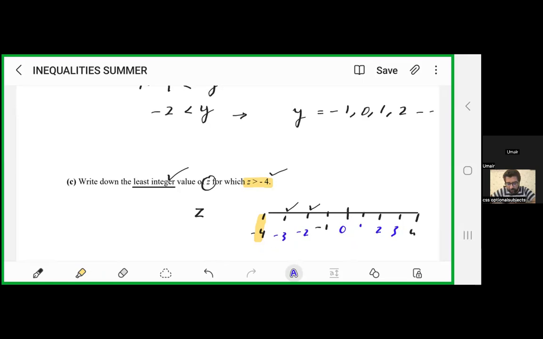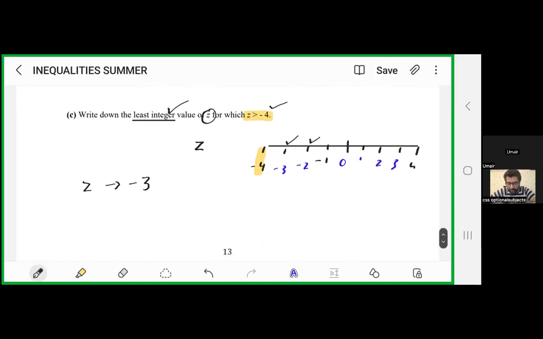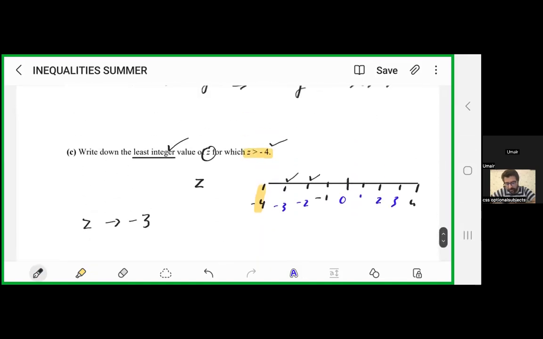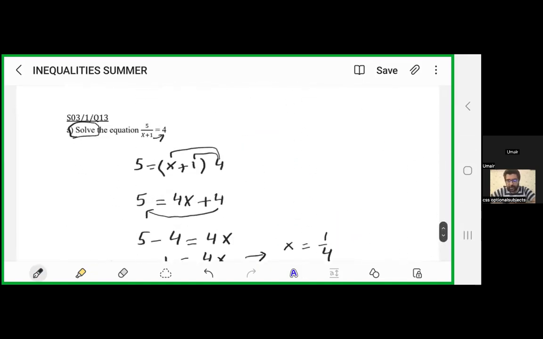But they have asked you to write down the least integer value. So the least integer when z is greater than minus 4 is minus 3. So your answer for the least integer value is z equals minus 3. So this is the solution of this topical question from the topic of equations and inequalities.